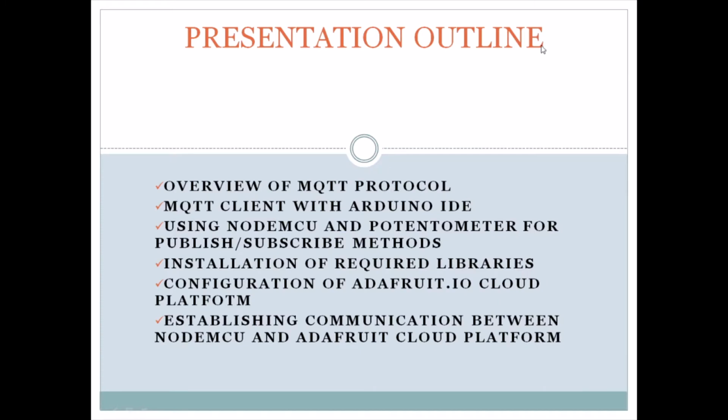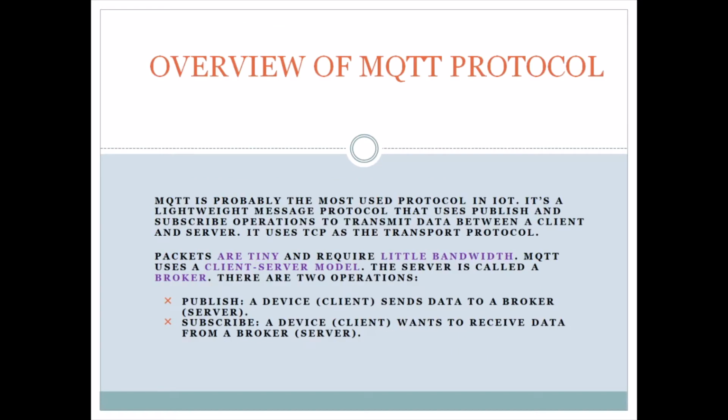So in this video, we're going to cover this. We are going to go through the overview of MQTT. We are going to see how an MQTT client works with Arduino IDE. Then we see how to use Arduino and the potentiometer to publish and subscribe. And we go through the installation of required libraries, and then we configure the Adafruit IoT Cloud platform. And then we establish a connection between NODEMCU and the Adafruit IoT Cloud platform.